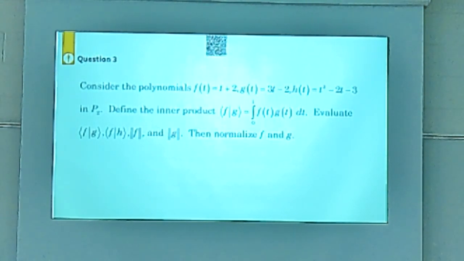Consider these polynomials in P2. With the inner product defined as the inner product of f with g is the integral from 0 to 1 of f of t times g of t dt. We're going to evaluate the inner product of f with g, the inner product of f with h, the norm of f, and the norm of g, and then we'll normalize f and g.